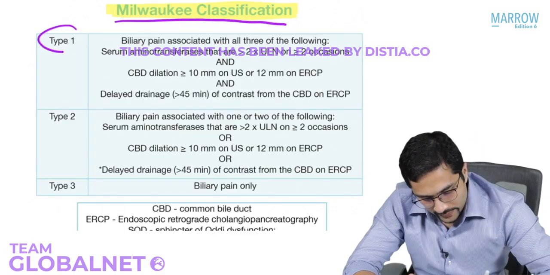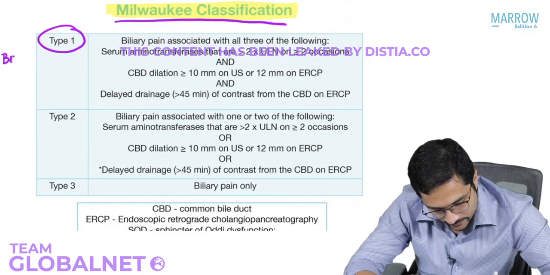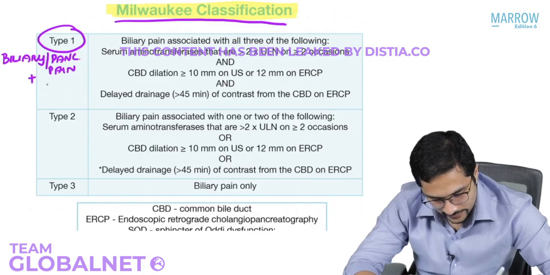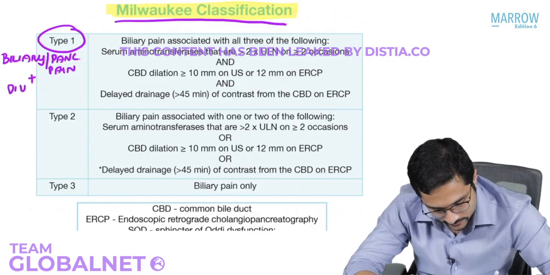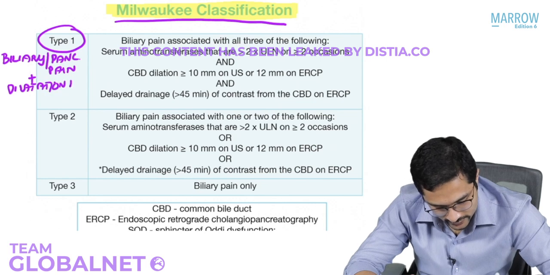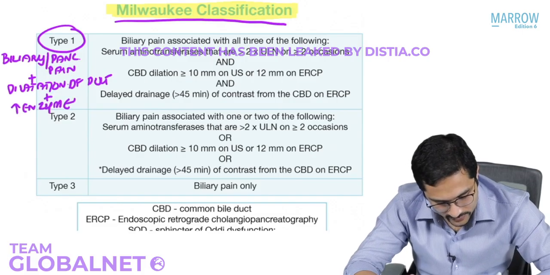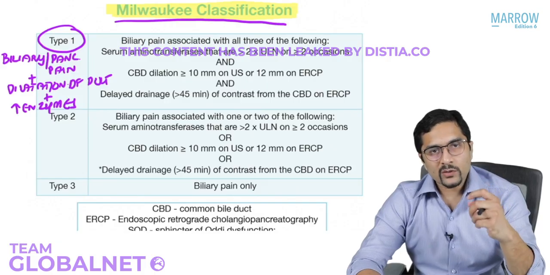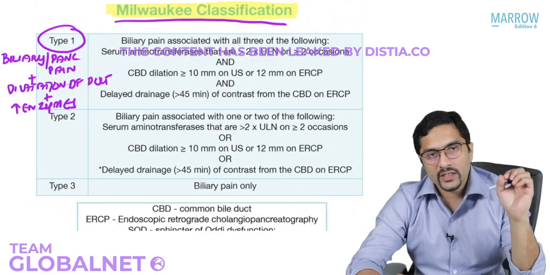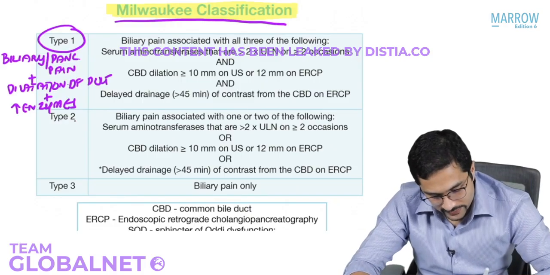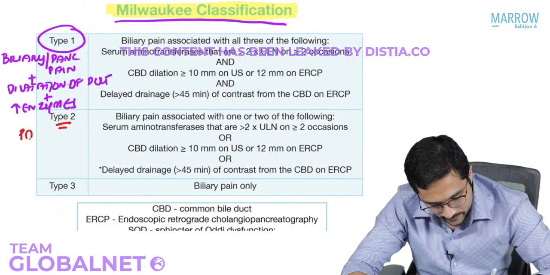So type 1 is when you have biliary or pancreatic pain, plus you have dilatation of the duct, plus you have raised enzymes. So all 3 things are there. You have pain also, the ducts are also dilated because of dysfunction, and the enzymes are also raised. That is type 1.